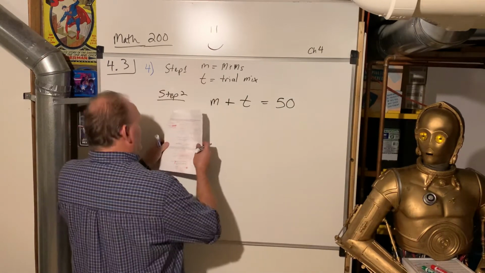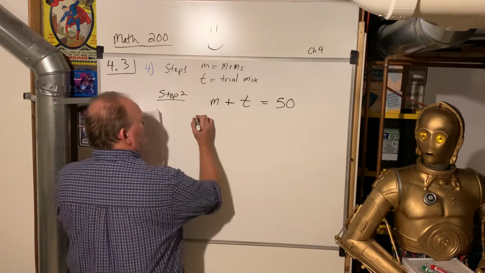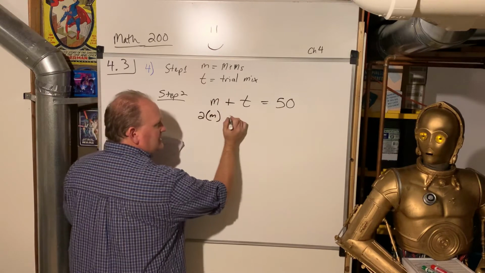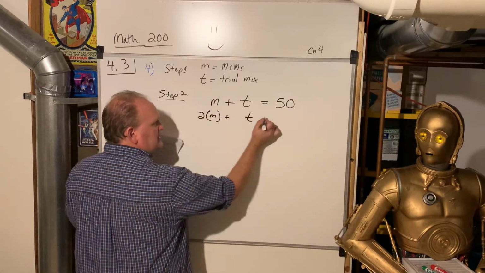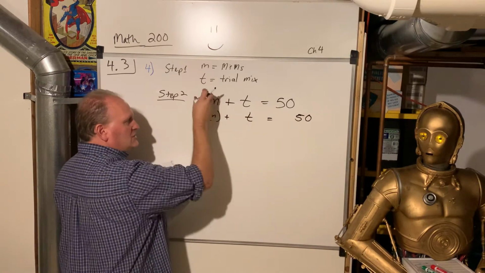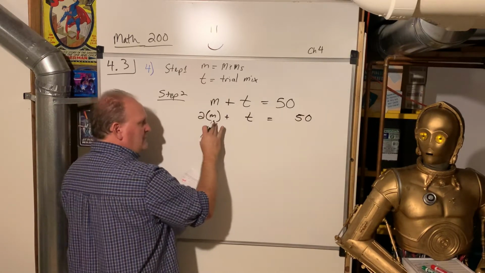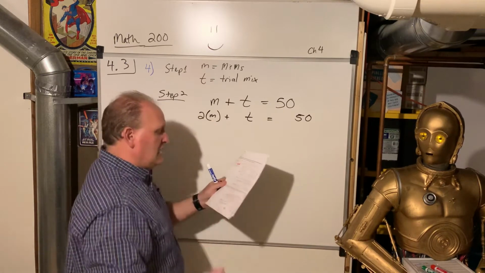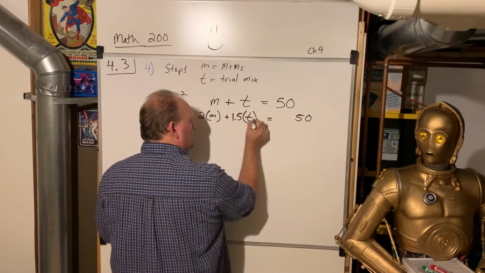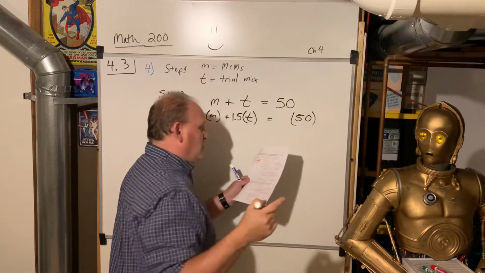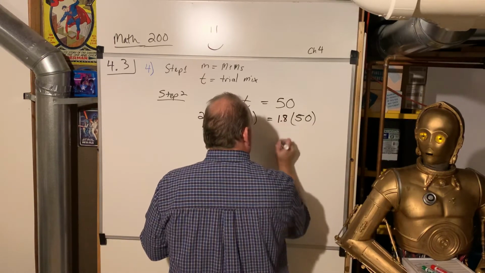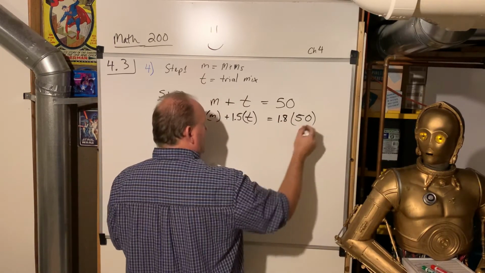So now look, M&Ms cost $2 a pound. So we put 2 times M. We just take this structure, this M plus T equals 50. We take that exact same structure, and now we insert the money into it. So 2 times however many pounds of M&Ms plus $1.50 times the trail mix is equal to, they want it to be worth $1.80 total. So $1.80 times the 50.